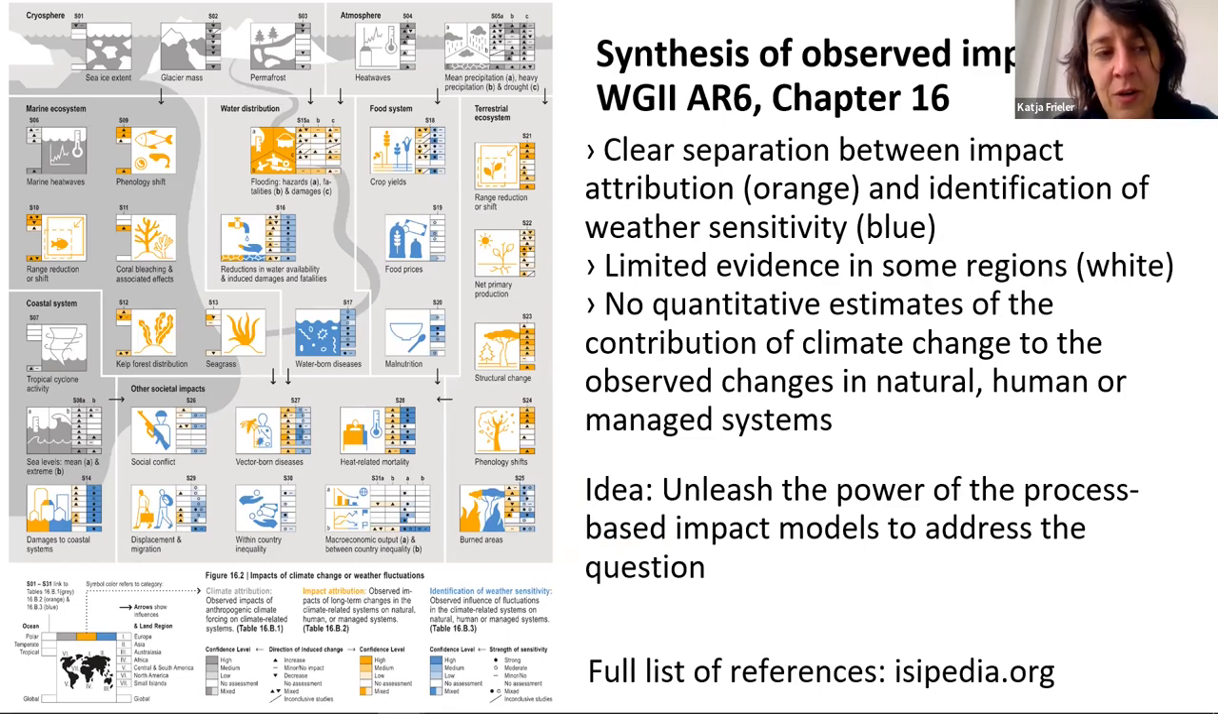So we were quite careful with regard to the separation here, but as you see here, there are many different systems we analyzed. Each symbol here is a system. So for example, range reduction in terrestrial ecosystems. And then next to the symbol, you always see these small boxes, which indicate each box stands for one region, and the color coding indicates how confident we are that there's already a change in the system driven by climate change in this region.